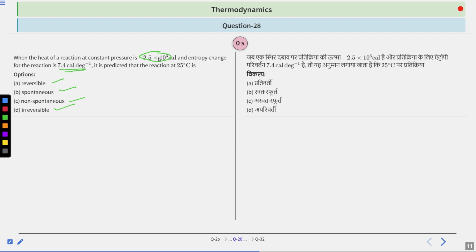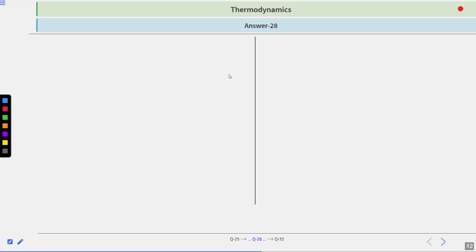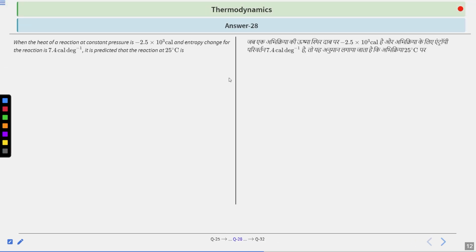Okay. Now let us see the answer. So again the question is very simple. Your entropy change per degree is given and your heat of reaction, that is your Q, is given, and you have to find your reaction condition, that it will be spontaneous, non-spontaneous, reversible or irreversible at 25 degrees Celsius. Now the correct answer is B for those who have solved it.